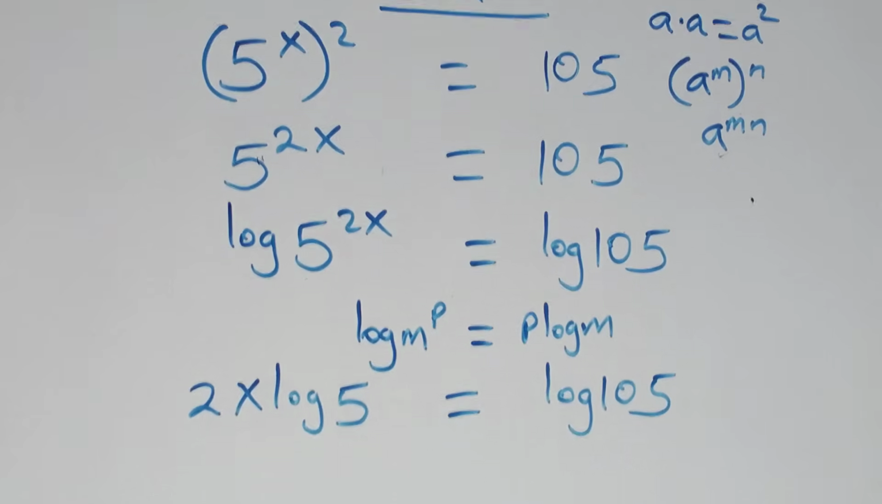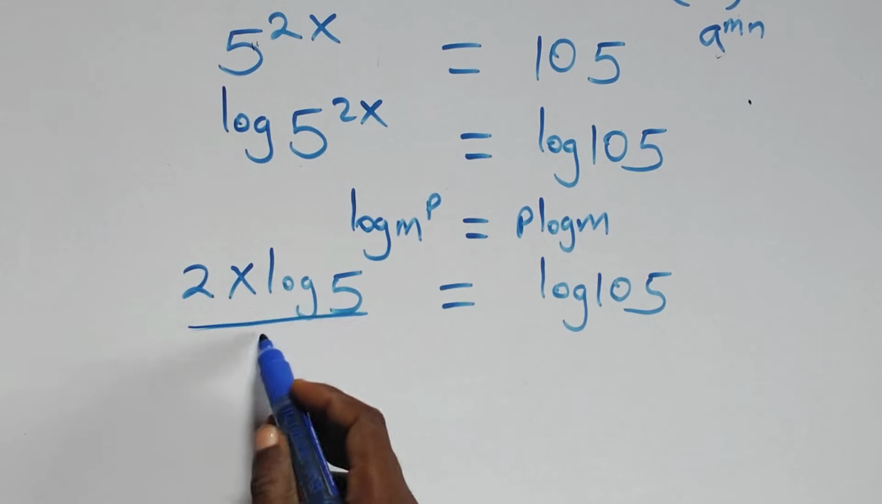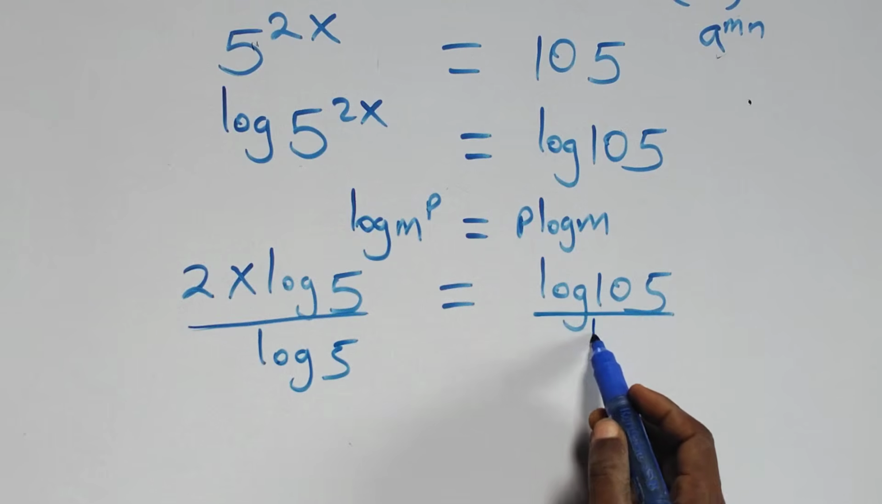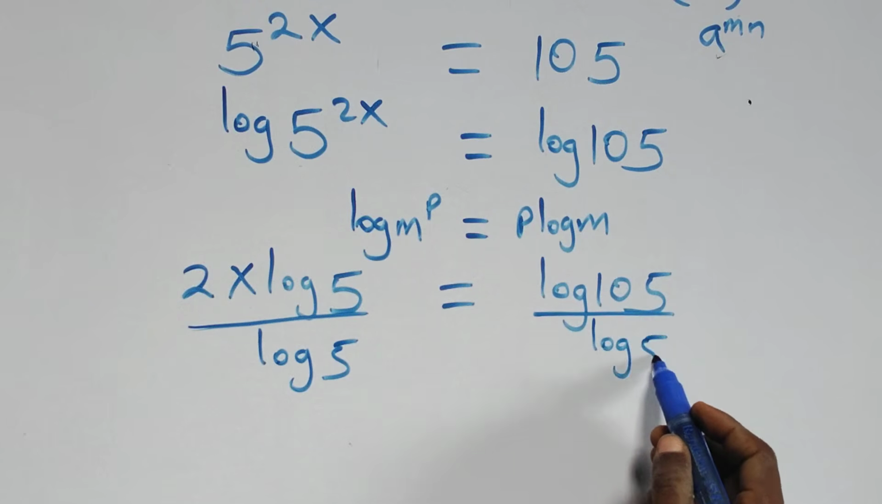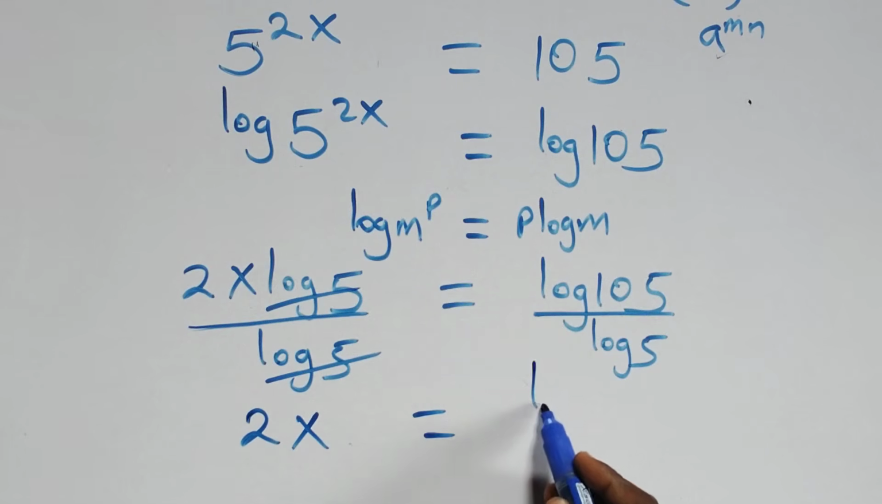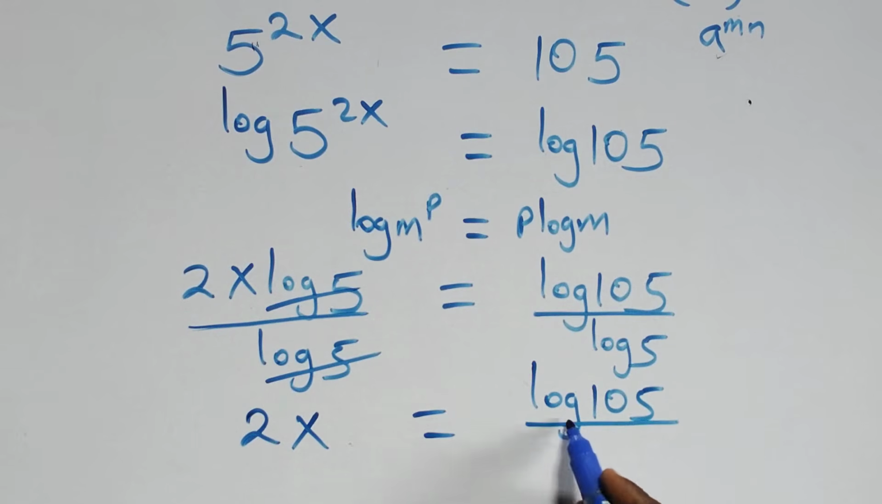Then let's separate the log to one side by dividing both sides with log 5. Divide this side by log 5. Also divide this side by log 5. So here, log 5 cancel each other here. And we have 2x equals to log 1 around 5 over log 5.